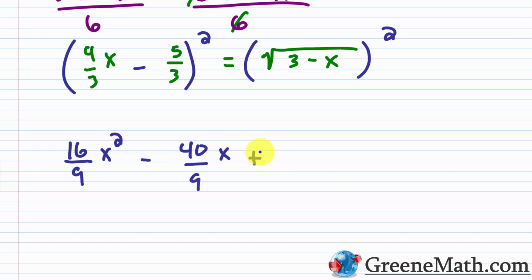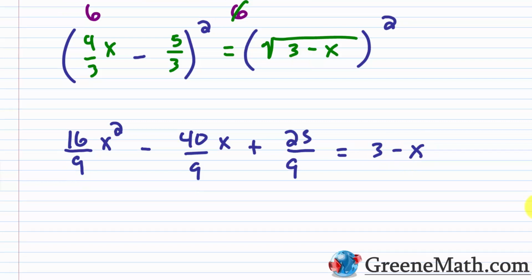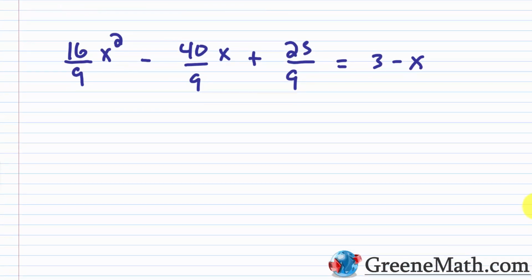Then plus, you're lastly going to have 5/3 squared. 5 squared is 25, and then 3 squared is 9. Okay, so this is equal to, over here, the square root of 3 minus x being squared is just 3 minus x. So now, to clean this up, I'm going to multiply both sides of the equation by 9. If I multiply these guys by 9, the denominators would just be cleared, right?